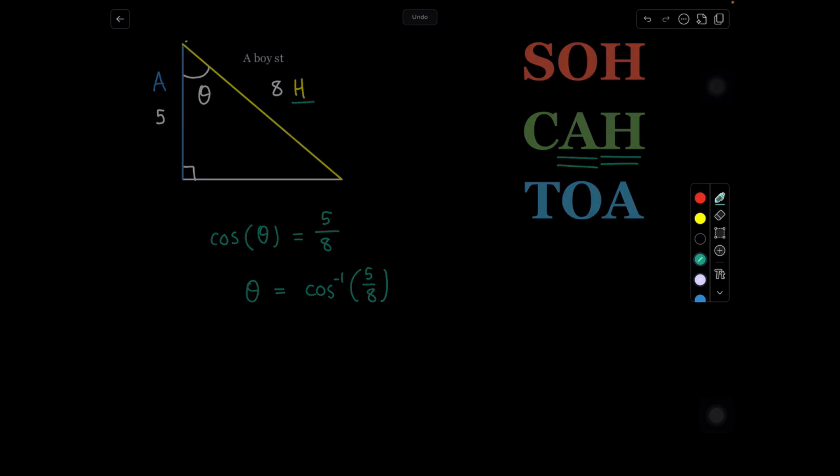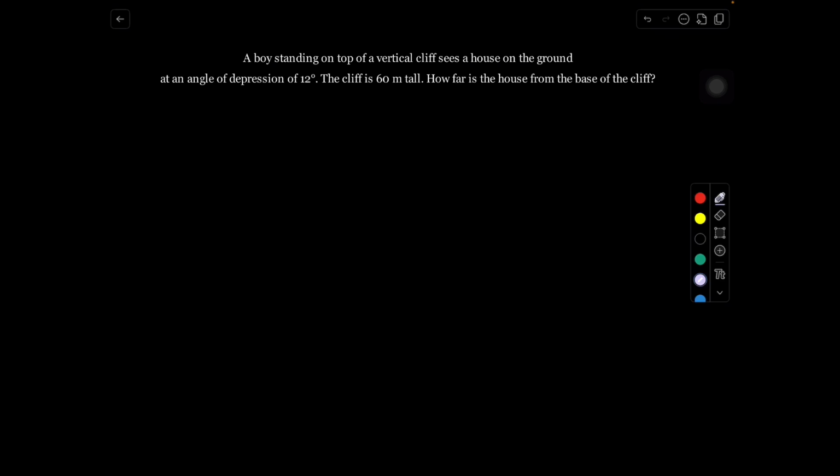A boy standing on top of a vertical cliff sees a house on the ground at an angle of depression of 12 degrees. The cliff is 60 meters tall. How far is the house from the base of the cliff? So let's go through this worded problem together one by one. So let's start by drawing the vertical cliff.